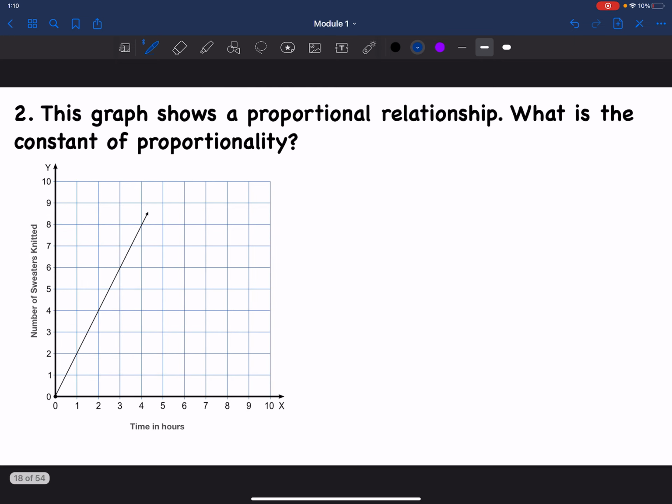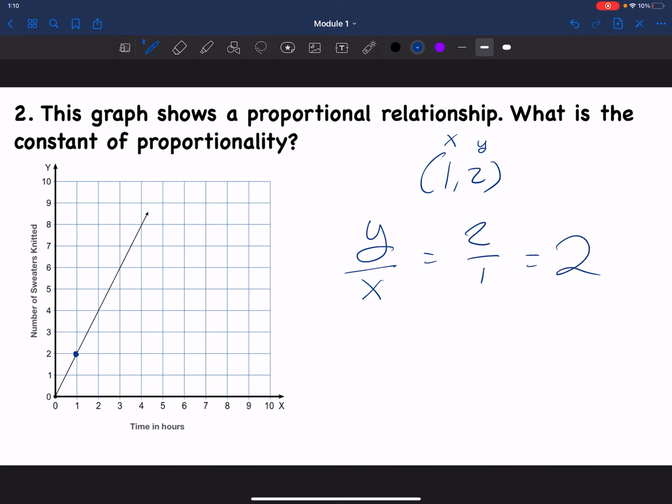This graph shows a proportional relationship. What is the constant of proportionality? So I'm going to pick any point on here. So I'm looking at the point 1, 2, and I'm doing y over x. Remember, this is x, this is y. So I'm doing 2 over 1, which simplifies to 2. And I could have used any point on the graph. It doesn't make a difference.